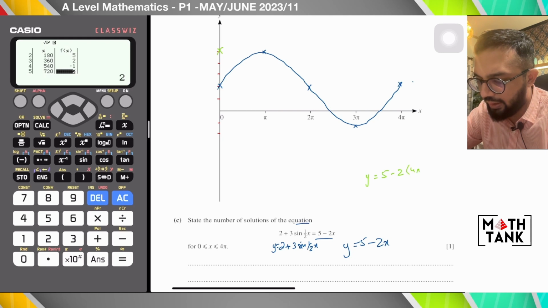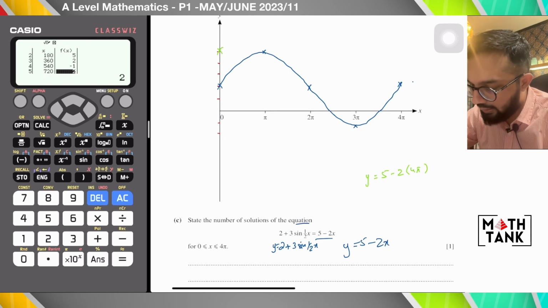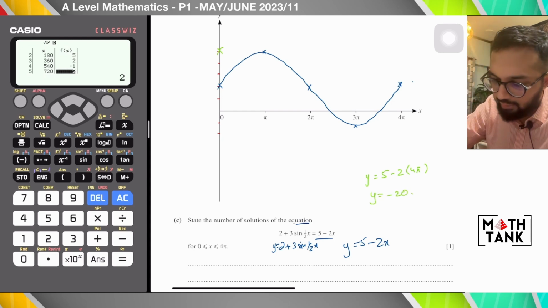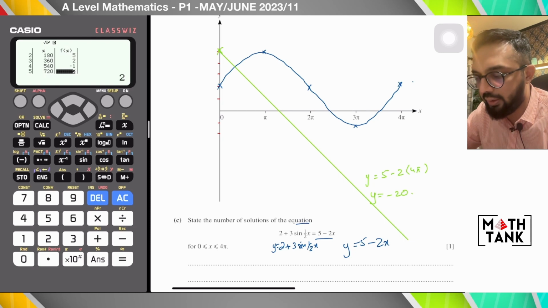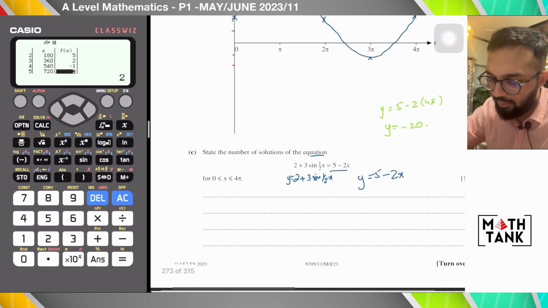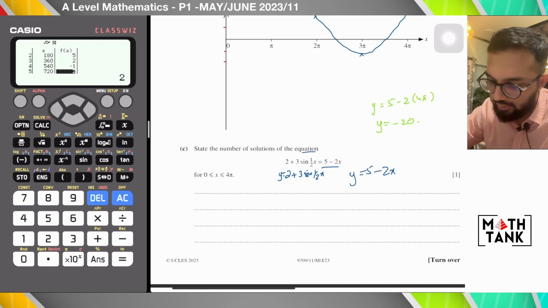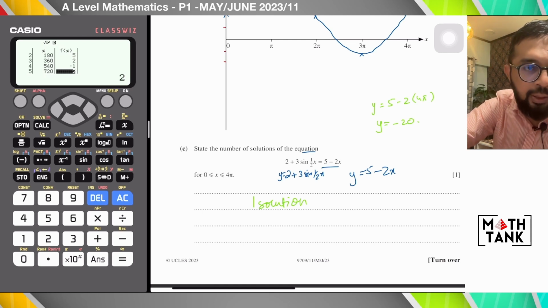Can I calculate the end point though? Can I insert 4 pi and say that this value is basically minus 20 somewhere? Okay, so this line has to go to minus 20. So this line is probably going something like that. It's a very low point. So at 4 pi, it's going something like that. So I can say that there has to be only one solution. Why? Because there's only going to be one intersection point between the line and the curve.